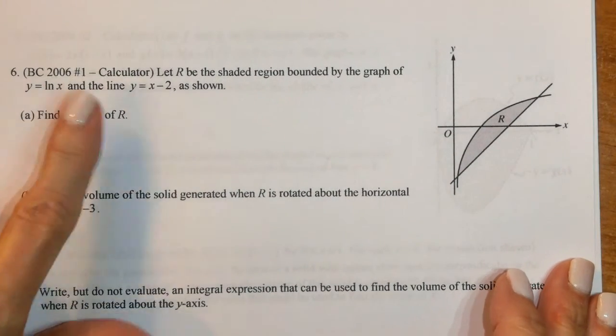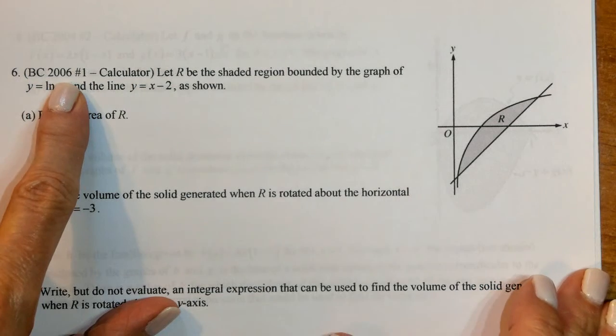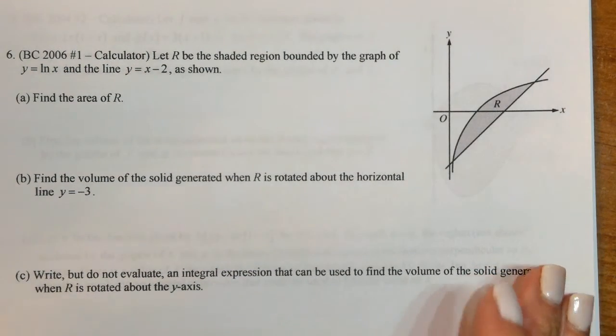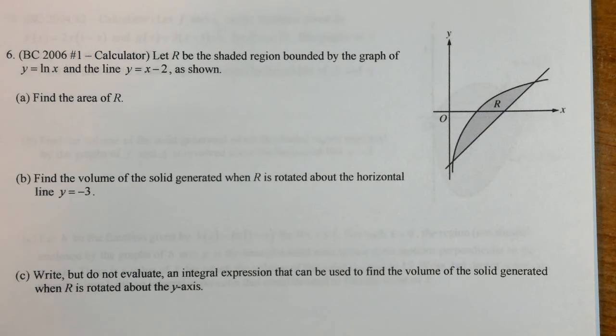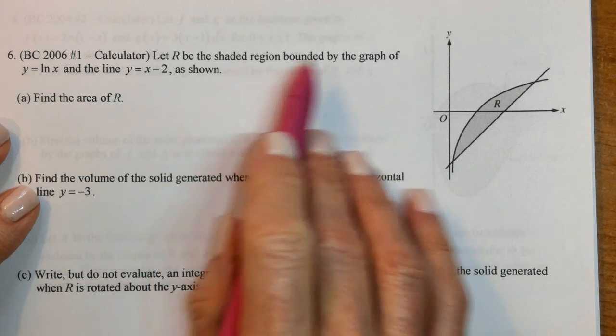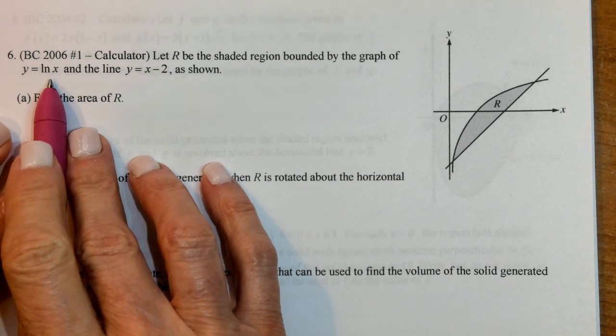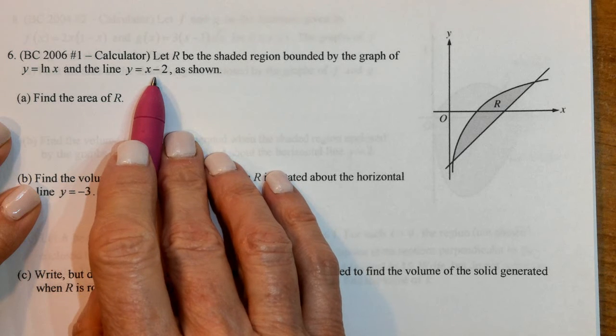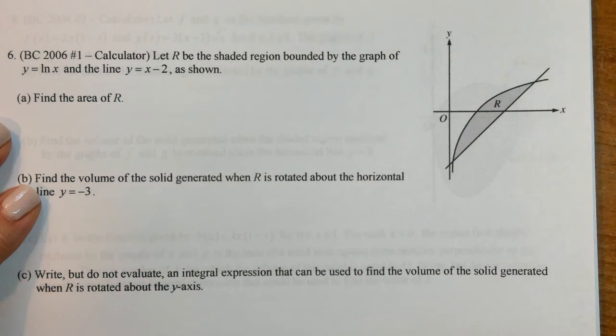Now let's go to number 6. Number 6 was also with a calculator, and this was back from 2006. If you have a future year where I've changed the numbers, this one's worth a calculator. Let R be the shaded region bounded by the graph of y equals natural log x and the line y equals x minus 2. Here it's clear which is which.